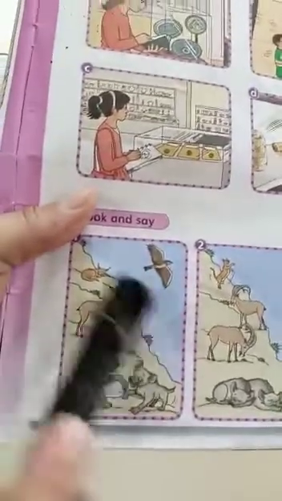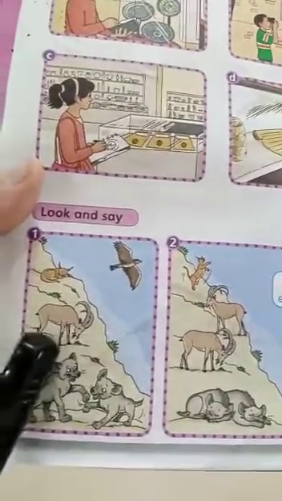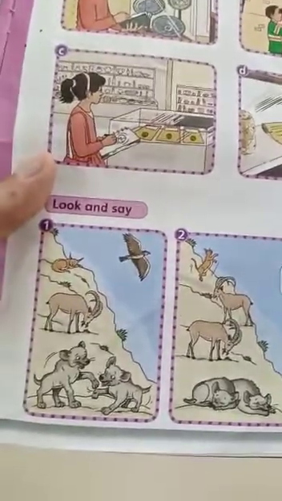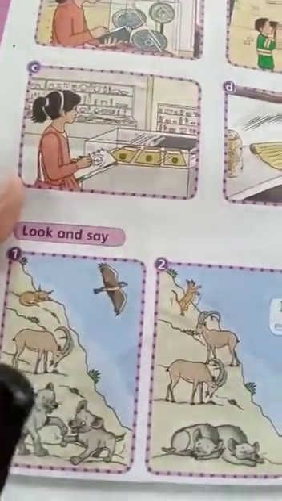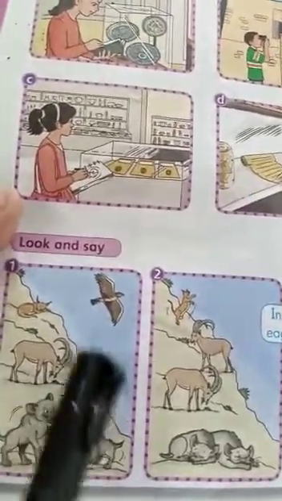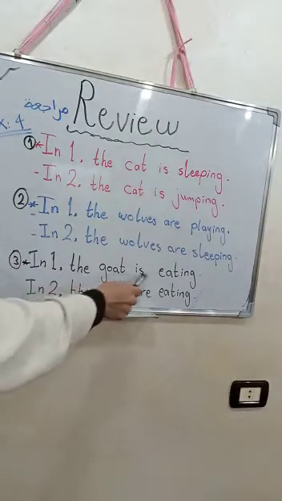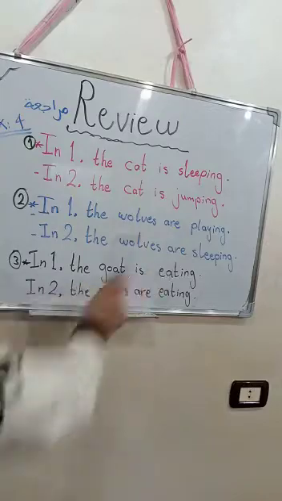Now, we talk about the goat. Look at picture 1. What is the goat doing? Is it sleeping? No, it isn't. Is it jumping? No, it isn't. So the goat is eating. I am talking about one goat. So in 1, the goat is eating.